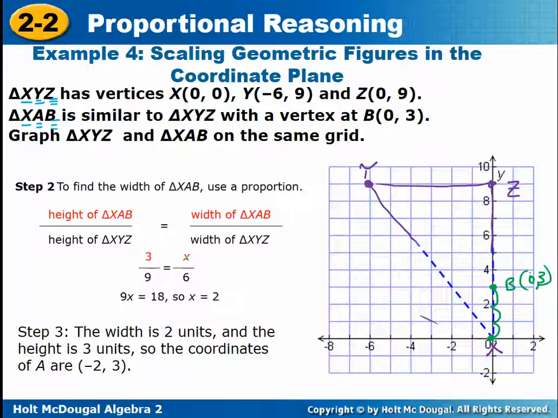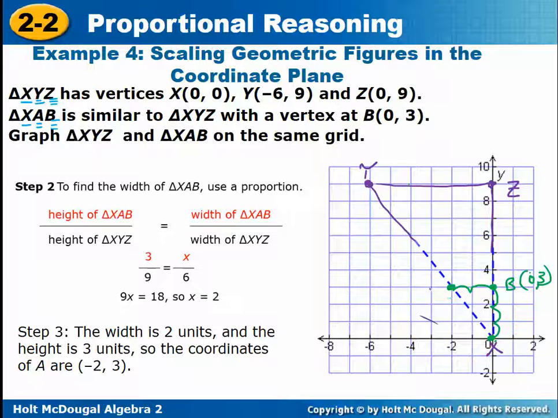So I used x. The width of the big one, the purple one, goes all the way 1, 2, 3, 4, 5, 6. So now I set up this proportion and I solve it. So 3 times 6 is 18 and 9 times x is 9x. Divide by 9 and you get x is 2. Now we know that the width of the little one is 1, 2.